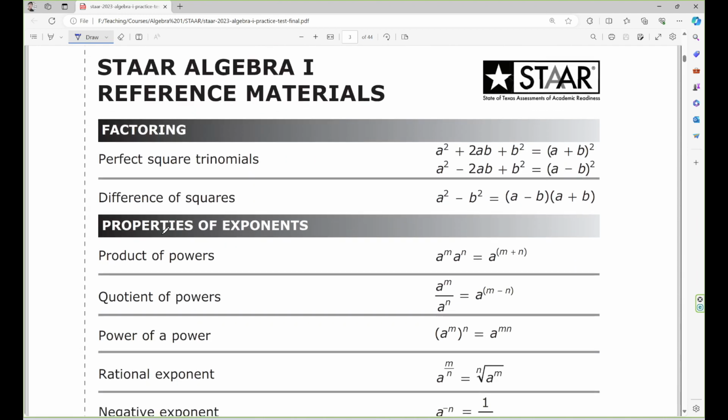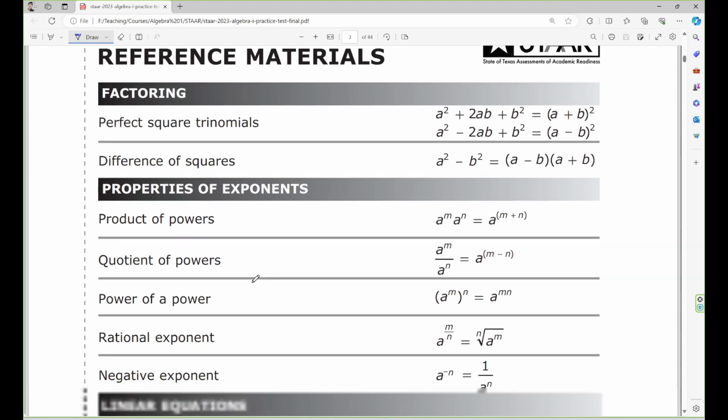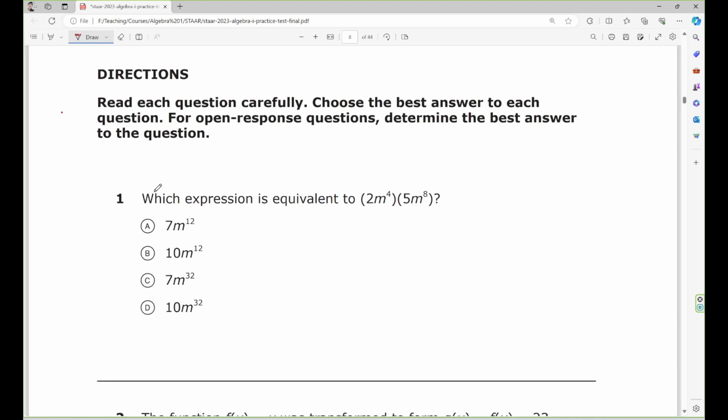When you take the STAAR, don't forget to utilize the formula set given. Number 1, which expression is equivalent to 2 times m to the 4th times 5 times m to the 8th? Basically, you just take 2 times 5 first. 2 times 5 equals 10. This is multiplication, so you need to eliminate A and C.